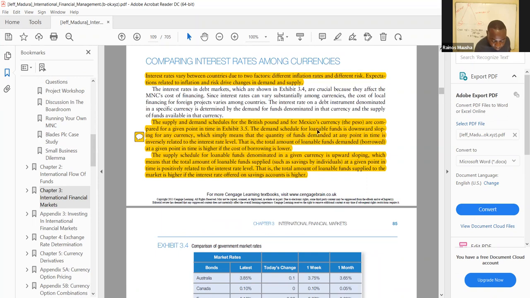So here they say the demand schedule for loanable funds is downward sloping for any currency, which simply means that the quantity of funds demanded at any point in time is inversely related to the interest rate level. So that is the total amount of loanable funds demanded at any given point in time is higher when the cost of borrowing is lower. So the supply schedule for loanable funds denominated in a given currency is upward sloping. So which means the total amount of loanable funds supplied at any given point in time is positively related to the interest rate level. So that is the total amount of loanable funds supplied to the market is higher if the interest offered on savings is higher as well.